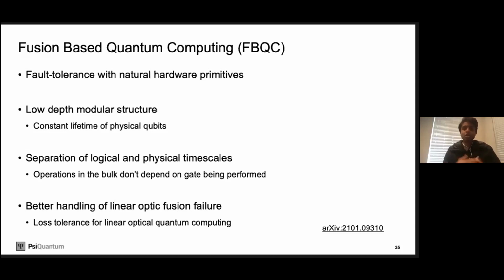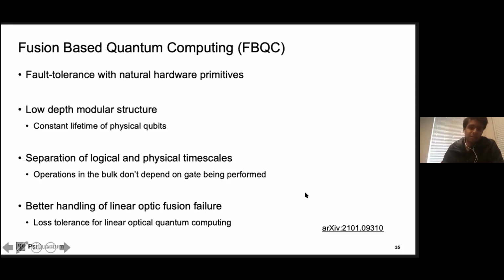Having said that, there is a lot of flexibility for any hardware implementation. In this talk, I only went through a very specific example of a fusion network, which is based on the surface code. But the FBQC framework offers a lot of flexibility in terms of what kind of codes can be implemented, starting from different kinds of resource states and how primitives can be combined to perform logic more efficiently.